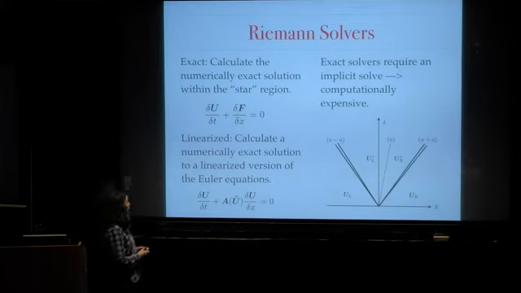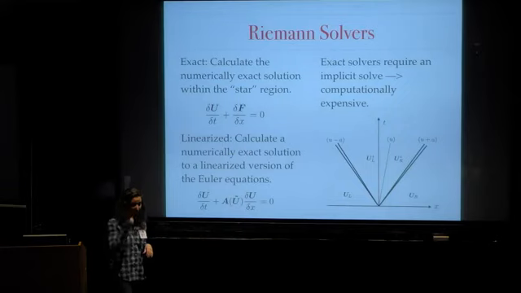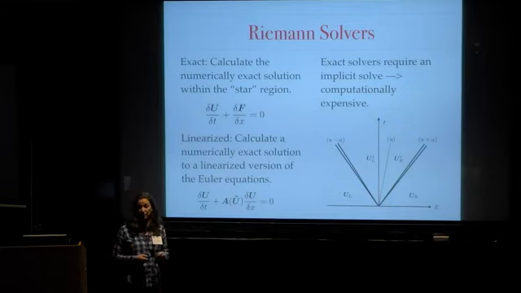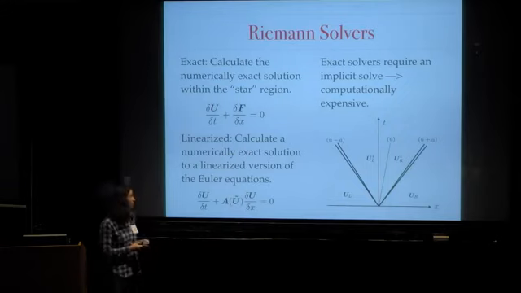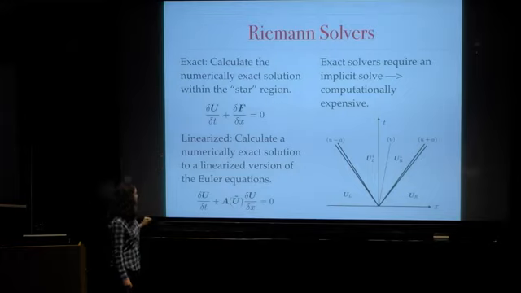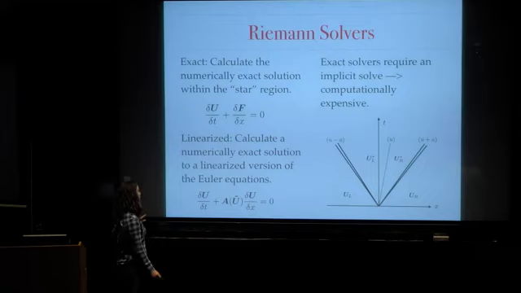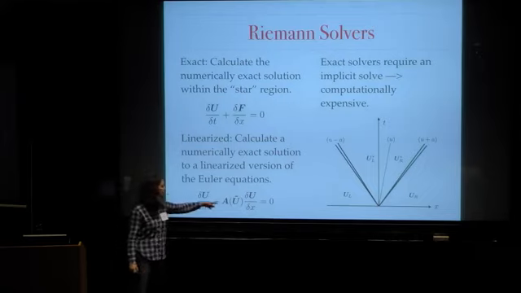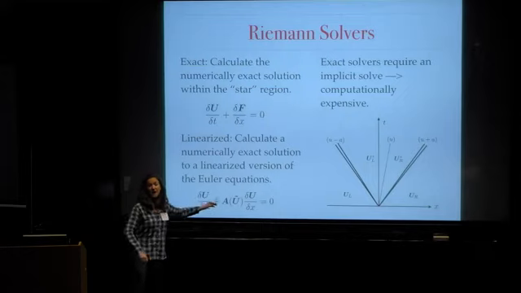And so a lot of work has gone into finding essentially less computationally expensive ways of solving the Riemann problem. One example is that rather than solving this exact expression for the Euler equations, you could calculate a numerically exact solution to a linearized version of the Euler equations. So here, instead of the full Jacobian, this is just some matrix where I've defined some sort of average state between the left and right.